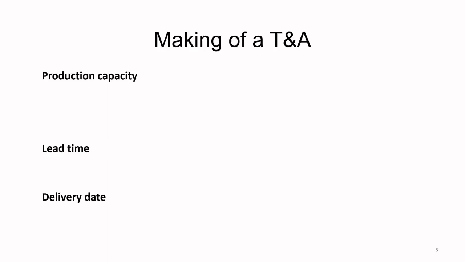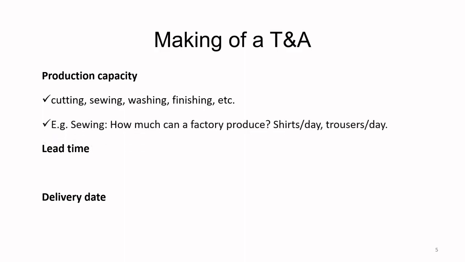So broadly speaking, when we are making the time and action calendar, we are looking at the production capacity, the lead time, and the delivery date. Now, what goes into production capacity? So how much is the cutting capacity, the sewing capacity, washing capacity, finishing capacity? Based on that, the time and action calendar can be made. So for example, sewing. How much can a factory produce? How many shirts per day or how many trousers per day?